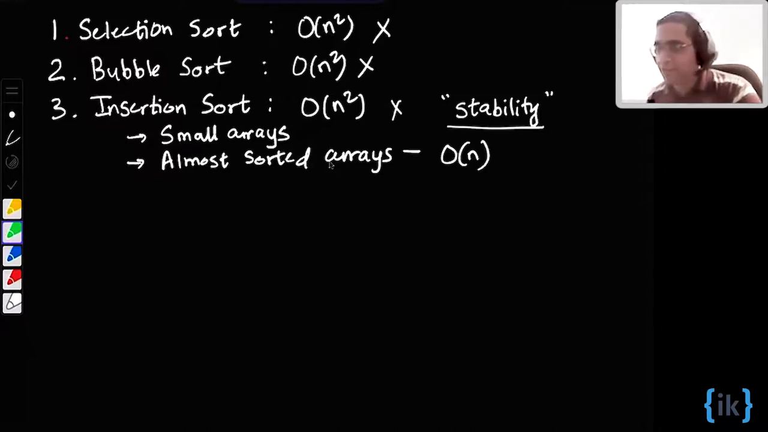Only then can you talk about averages, because the distribution could be skewed in one direction or another. So if you have that a priori information about what kind of input data you'll have, and you know that most of your input is going to be small or almost sorted, then you can use insertion sort, because the average in that case is really what you care about.